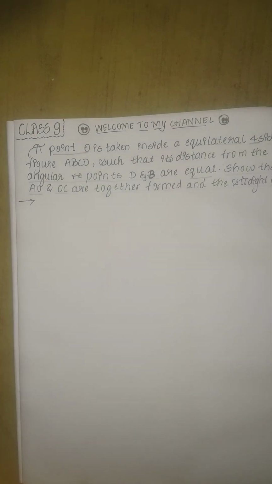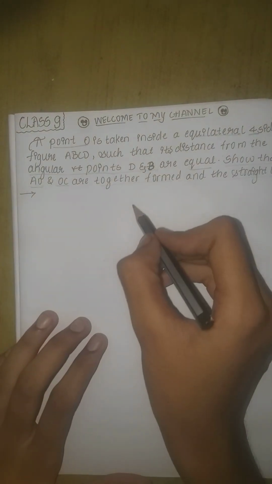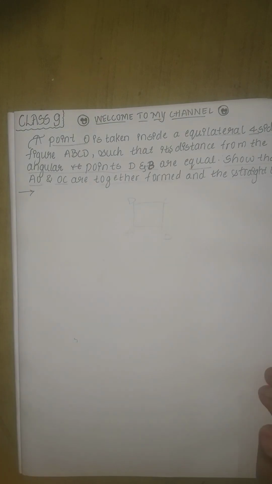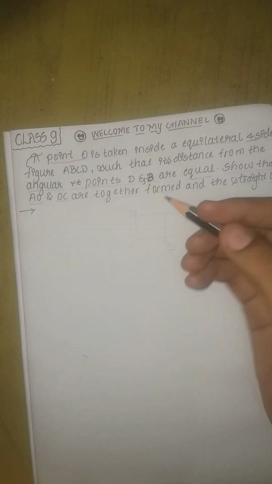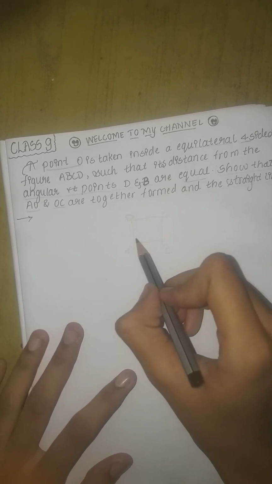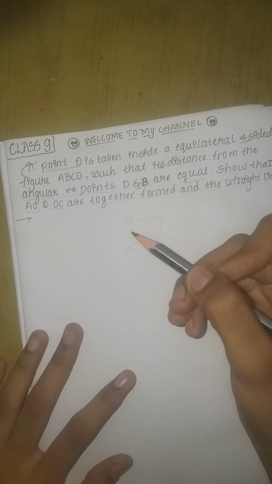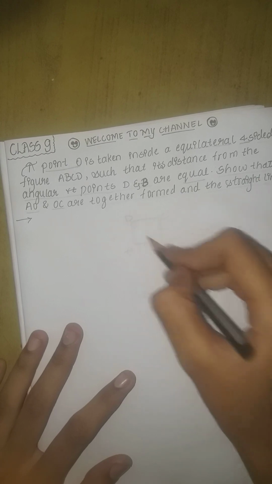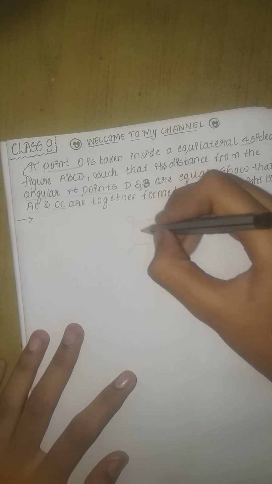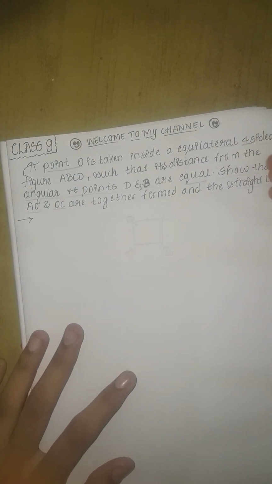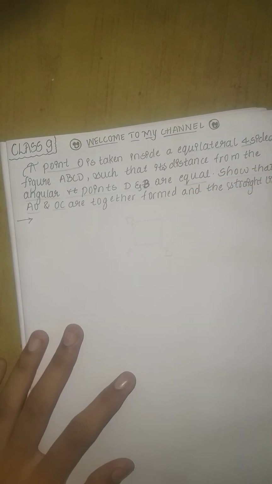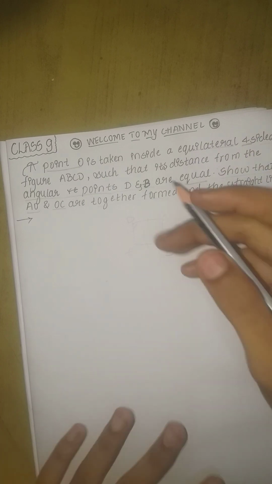So let's draw a rough figure of this. There is a quadrilateral A, B, C and D. All the four sides are equal, and the point O which will be taken will be equidistant from these two angles, from D and B. So wherever the point lies, it will be equidistant. Show that AO and CO are together formed, and they form a straight line.